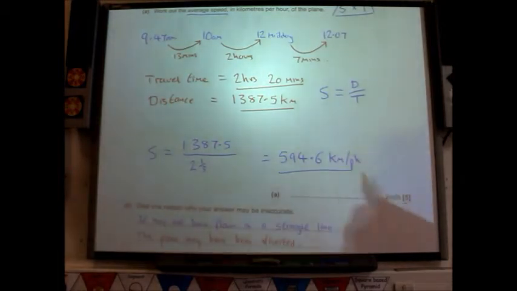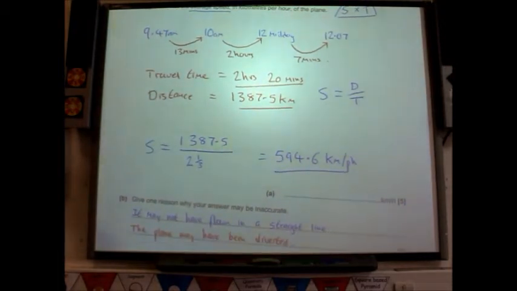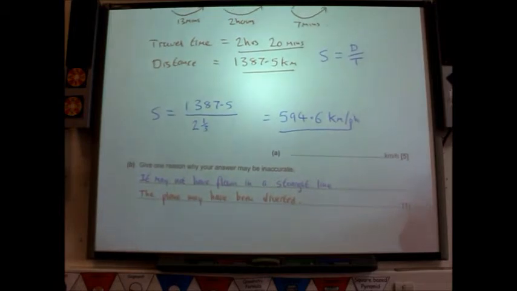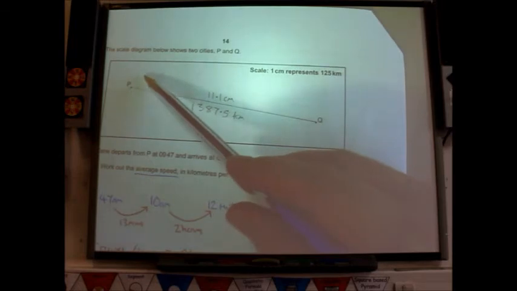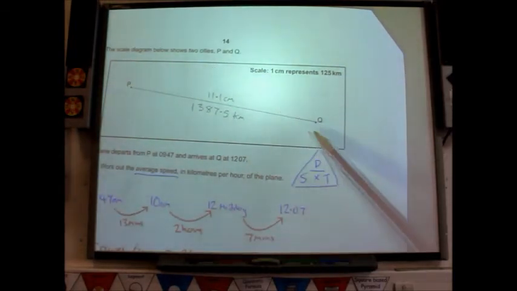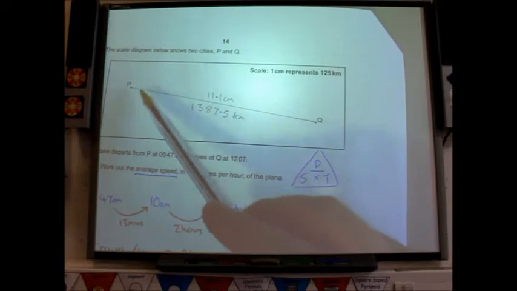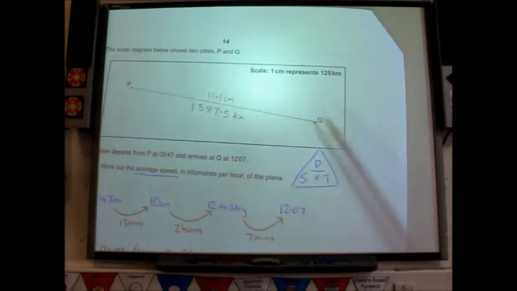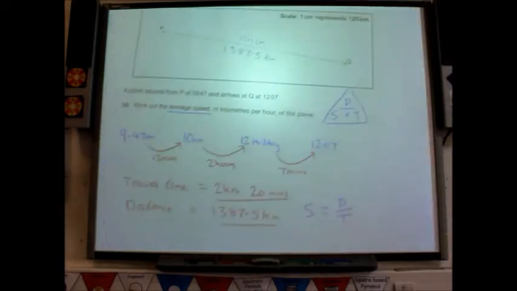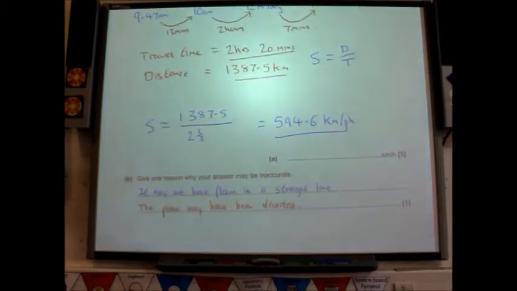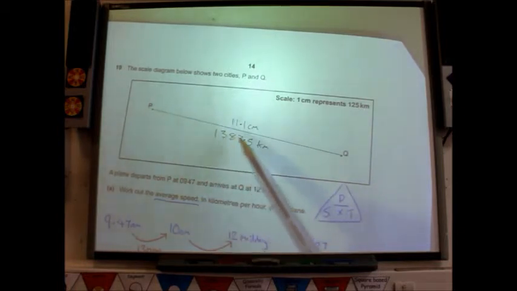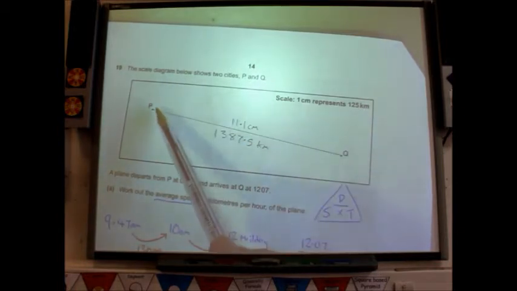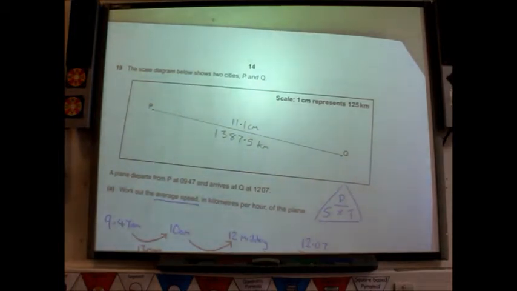Okay? Next one, give one reason why your answer may be inaccurate. There's 2 reasons. The plane might not have flown in a straight line. So if the plane has had to fly, maybe done an arc around something, maybe it was trying to avoid another airport or something, it's actually travelling faster then because it would have covered more distance in the same time. And linked to that, the plane may have been diverted somewhere else. So again, that means it's very unlikely that plane flew straight across that line. They might have gone up here for a bit and flown across there, then come back down. Who knows? But anyway, it might not have flown in a straight line.